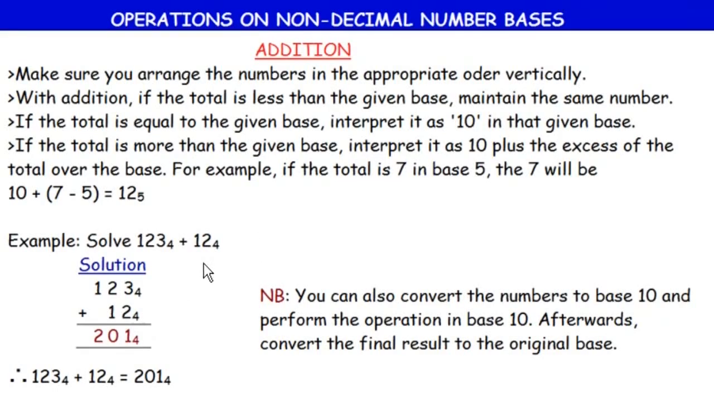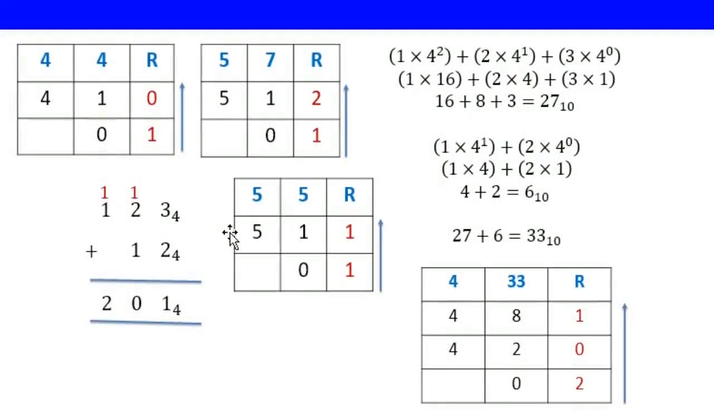Another thing to note when adding numbers in a non-decimal base is that if the total is less than the given base, you maintain the same number. And if the total is equal to the given base, you interpret it as 10 in that new base. So it means that 5 in base 5 is 10. This is the reason.